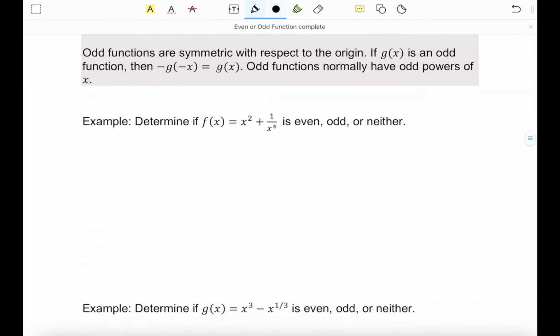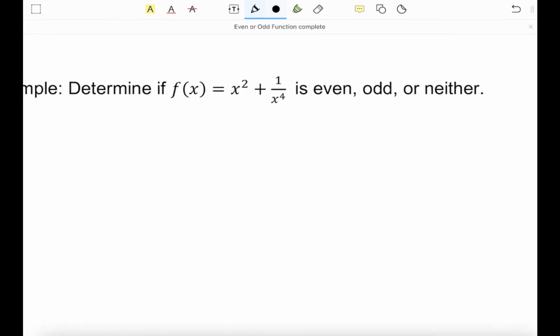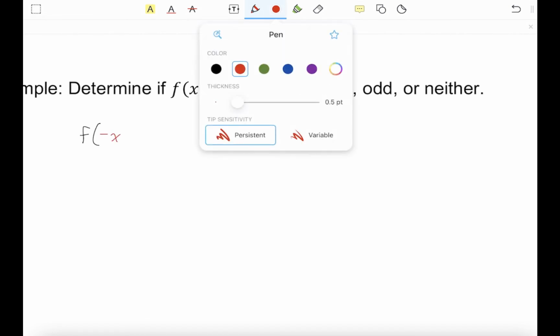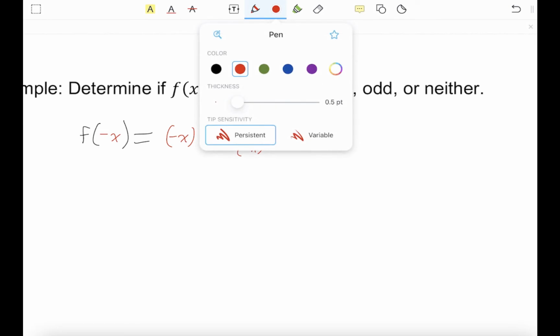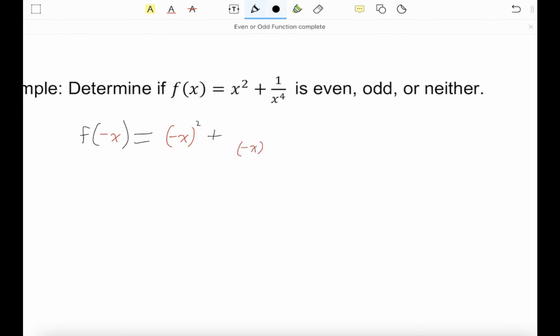So the first example here: f of x equals x squared plus 1 over x to the fourth. Just by looking at this, it looks like the function will be even because the powers on x are both even powers. And this is true. So algebraically, if we plug in negative x into this equation, we get this.